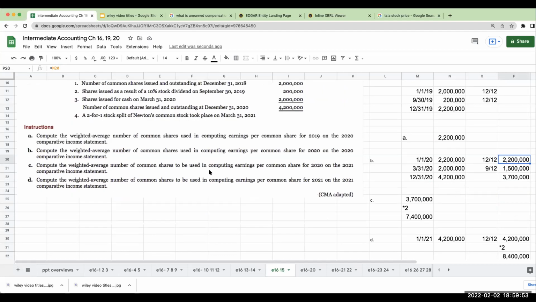Now, in terms of answering these other questions, 2020 on the 2020 comparative income statement, 2020 for the 2021 comparative income statement, this is where it gets a little bit different. And the reason is because now we've done a forward stock split. When we've done a forward stock split, we have to retroactively adjust all of our earnings per share, or all of our weighted average number of shares outstanding, so that the earnings per share can be comparable period over period.